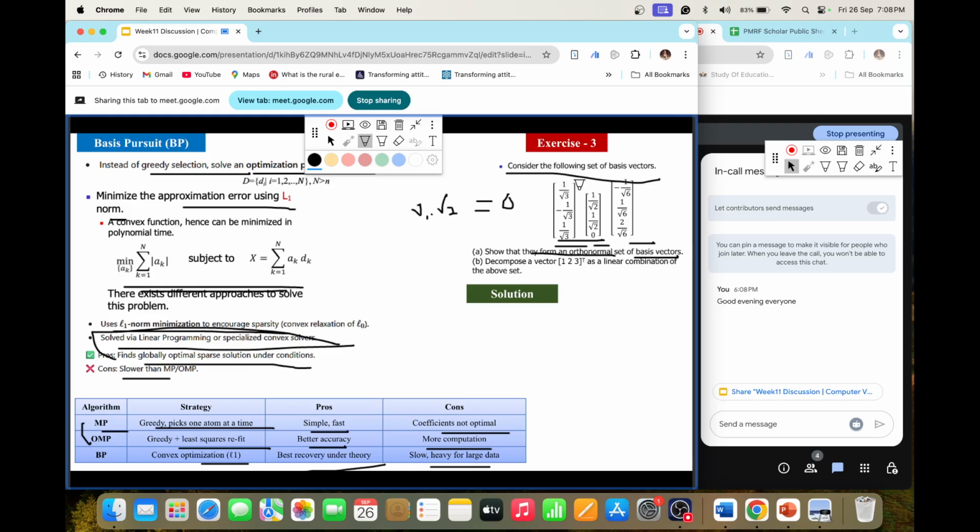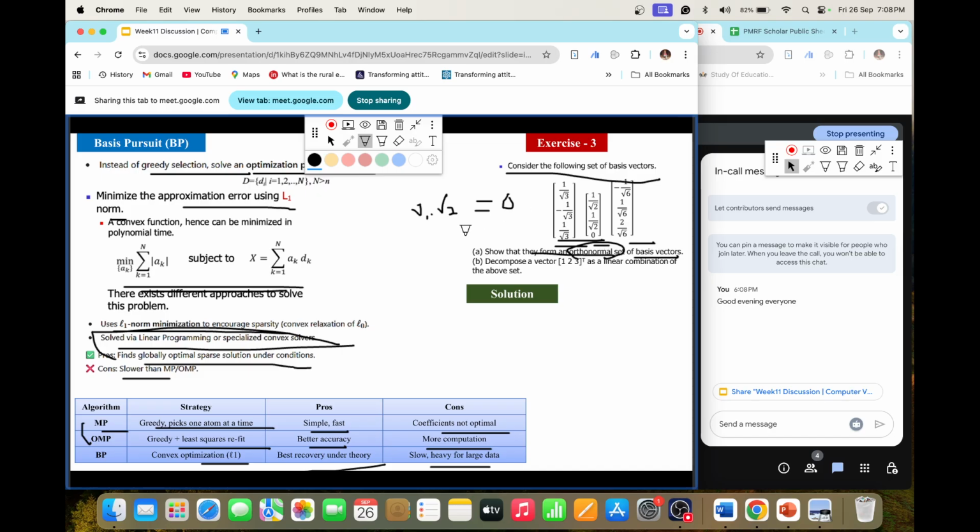Similarly, you can check this one: minus 1 by root 18, minus 1 by root 18 and 2 by root 18. So 2 by root 18 minus 2 by root 18 is again equal to 0. So these two are also orthogonal. Now check this and this: minus 1 by root 12 plus 1 by root 12 plus 0. Again 0. So all these vectors are orthogonal to each other.